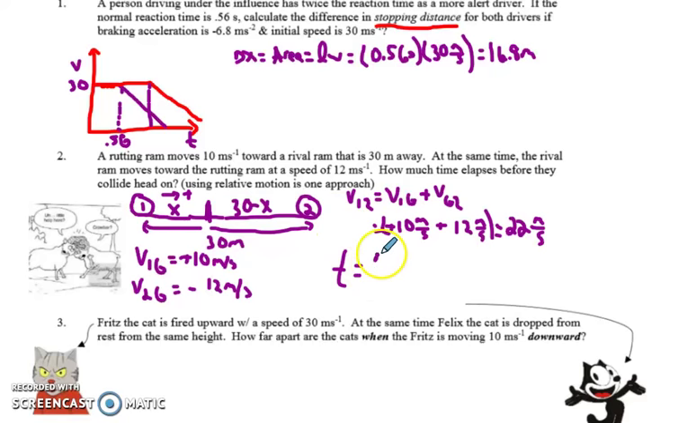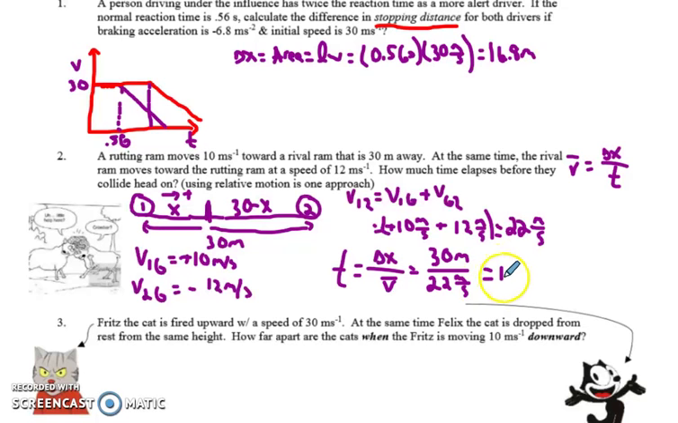it is going to be the distance divided by the average speed. I did a little algebra first: cross multiply v times t and then divide by v. We get the distance traveled divided by that average relative speed. So the distance is 30 meters, the average speed is 22 meters per second, and so we get 1.36 seconds.